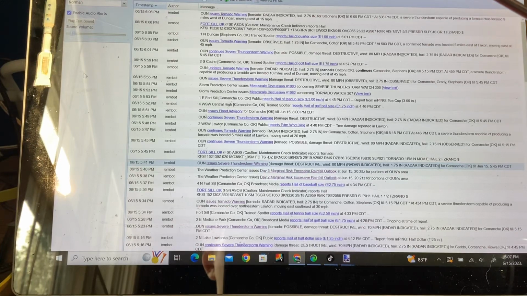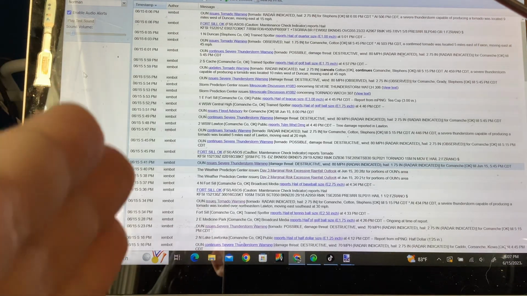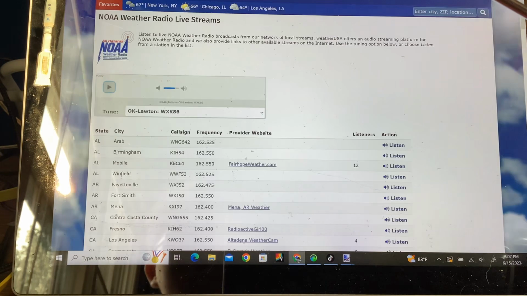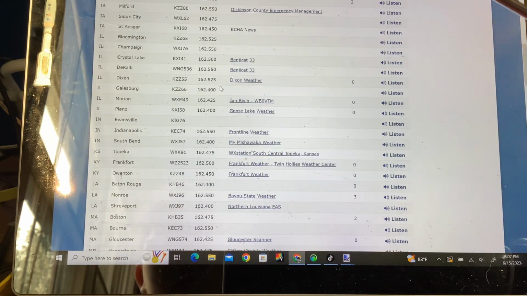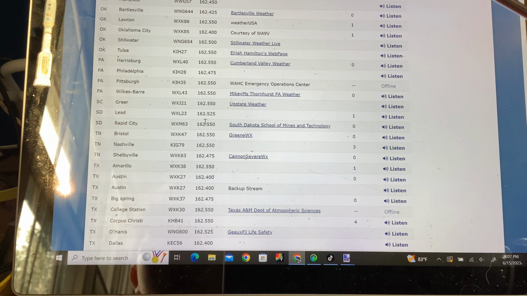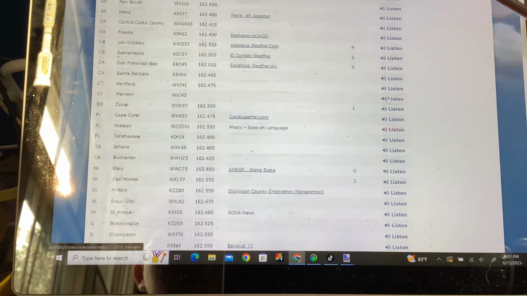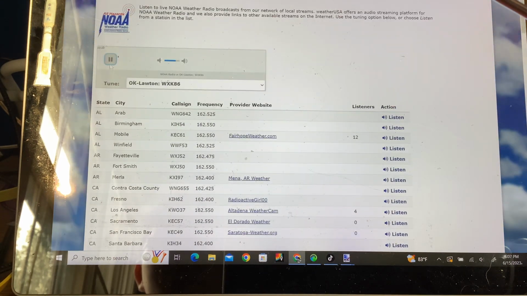There's another tornado warning, and Norman is down. Norman. Bro, what is going on there? I'm listening, but it's not. Moving east at 15 miles an hour.